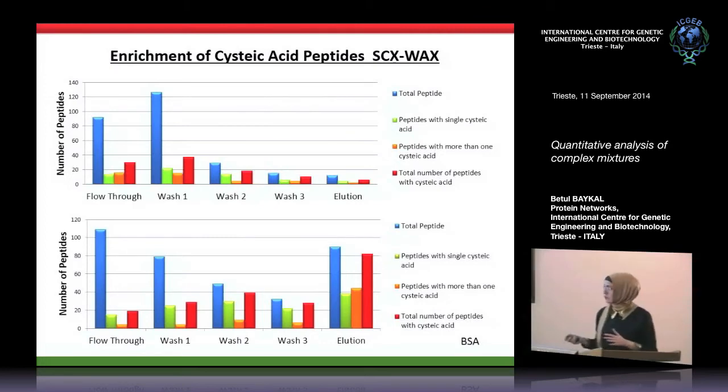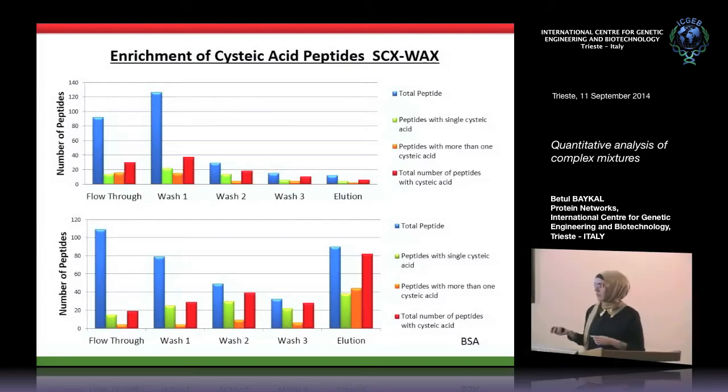So we were seeing the enrichment. This is the total number of the peptides. This is the peptide with the cysteic acid. I just differentiate them by singly cysteines and doubly cysteines. So this is the total amount of peptides with cysteic acid, and we were seeing the enrichment.